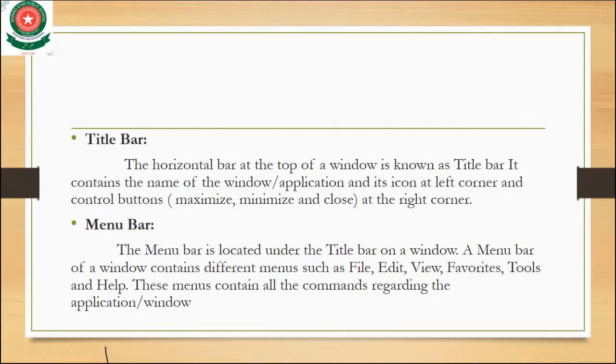For class: the title bar is located at the top of the window, and the menu bar is located under the title bar. The title bar contains the maximize, minimize, and close buttons, and the menu bar contains the File, Edit, View, Favorites, Tools, and Help options. The menu bar contains all the commands regarding the application and the window. It means that the menu bar contains all those commands which are about the application or about the window.